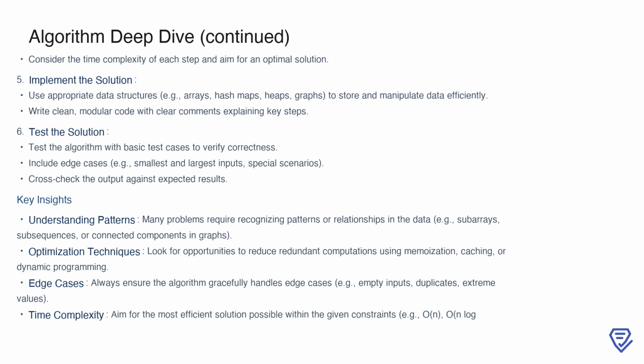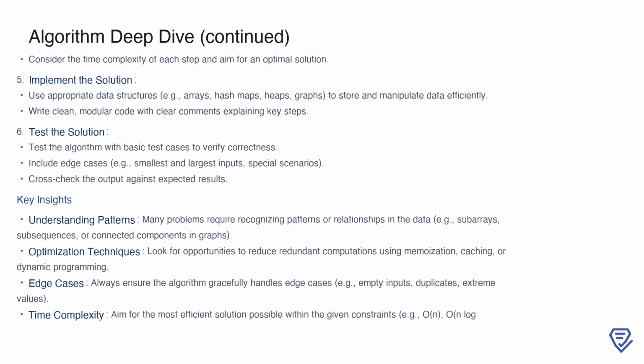Once the plan is clear, you can move on to implementing the solution. This involves choosing the right data structures, such as arrays for sequential data, hash maps for quick lookups, or heaps for priority-based operations. Writing clean and modular code is equally important, with comments to explain the key steps for better readability and maintainability. After the implementation, testing the solution thoroughly is a critical step.